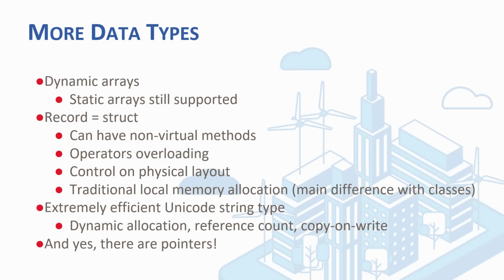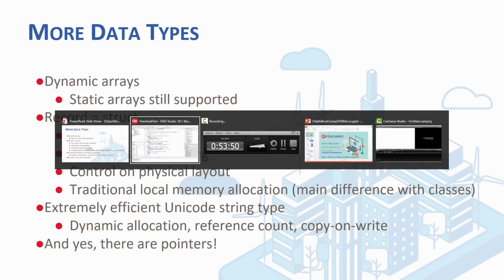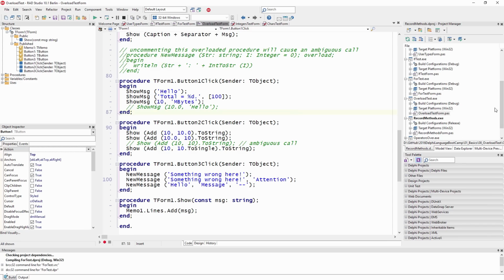Another data type is the string type. It's an extremely efficient Unicode type. And yeah, the language even has pointers. So let's go through some demos of these features.